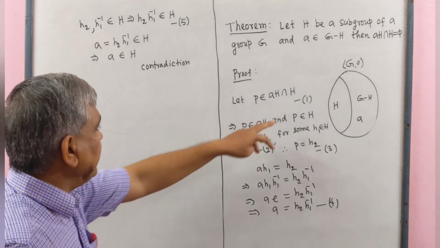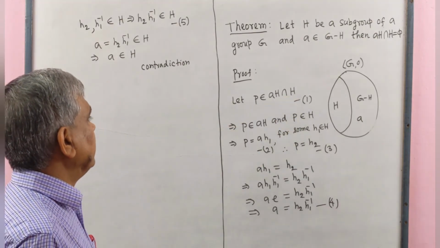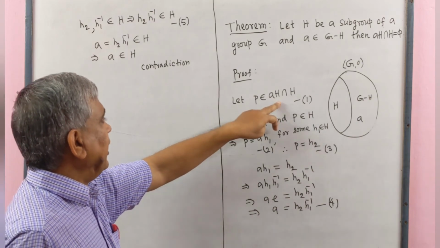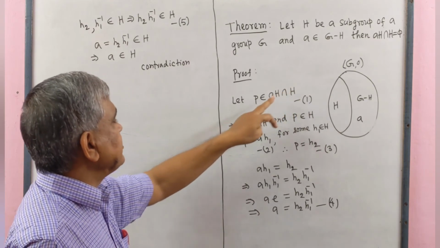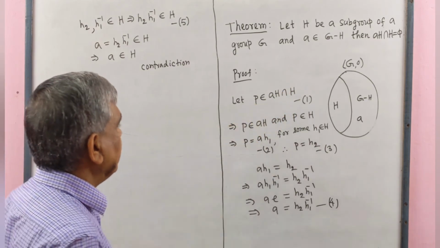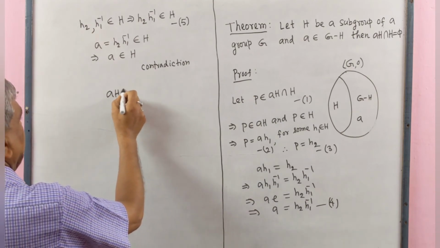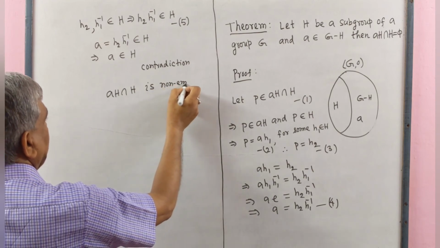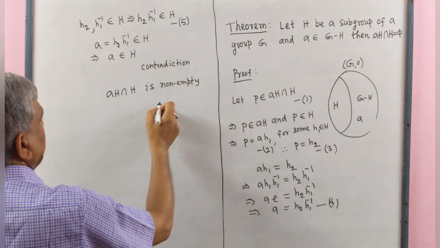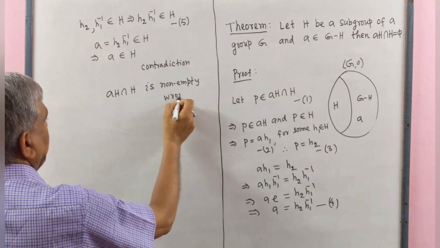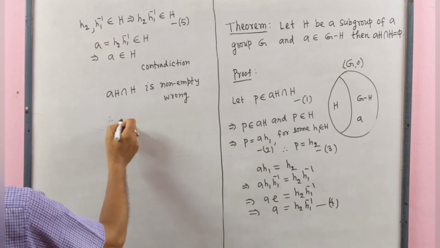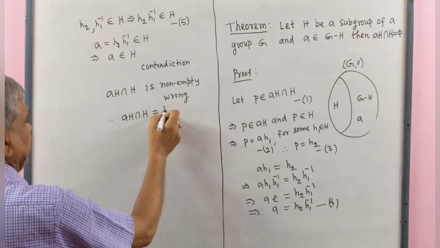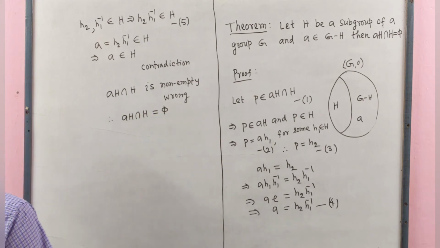Therefore, our assumption in 1 is wrong. In 1, we have assumed that aH intersect H contains an element, that is, aH intersect H is non-empty. This assumption is wrong. Therefore, aH intersect H is empty, that is equal to phi, null set. Proved.